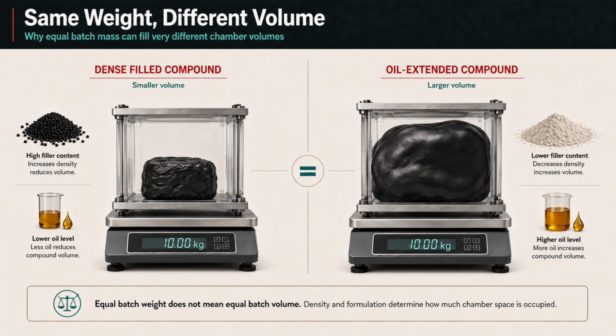But the chamber is a volume. It holds a certain number of liters, not a certain number of kilograms. And weight and volume are not the same thing. Two compounds can weigh exactly the same and take up completely different amounts of space because they have different densities. A heavily filled compound, packed with dense materials like carbon black or even more so silica or mineral fillers, weighs a lot for the space it occupies. A lightly filled, oil-extended compound weighs much less for the same space.